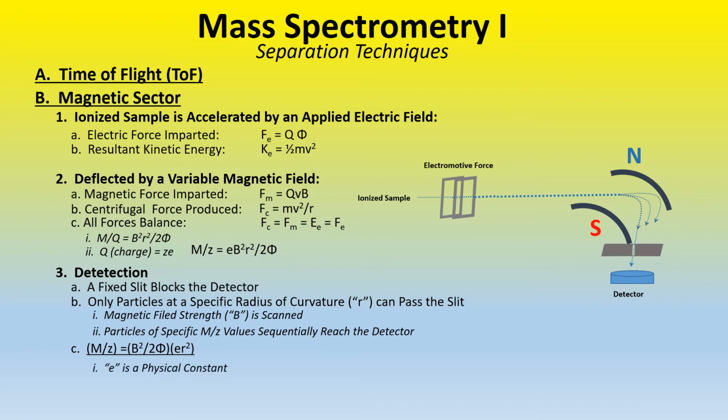E, the fundamental charge, is a physical constant. B is the variable that you, the user, are controlling as it's scanned. Phi, the voltage, is also held constant. So essentially, at any given point, knowing B, phi, and R is directly related to m over z. Or, taking out all the constants, m over z is directly related to the square of the magnetic field at that point.